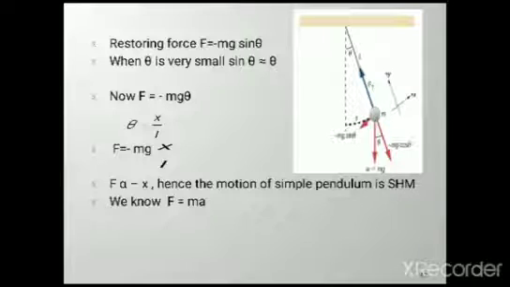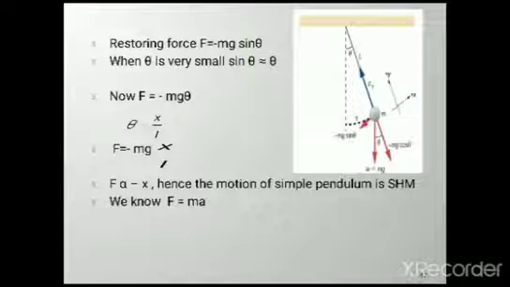From the diagram, theta is equal to x by L. Angle is equal to the length of the arc divided by the radius. Here the length of the arc is x and the radius is L. So let us substitute in the above equation. We get F equals minus mg x by L.